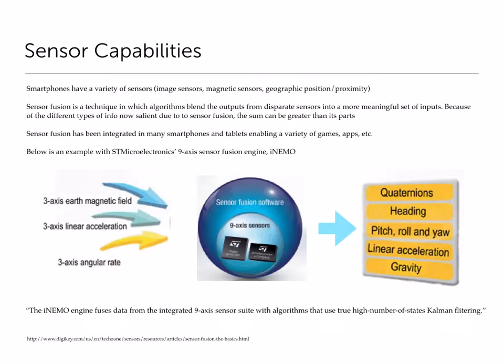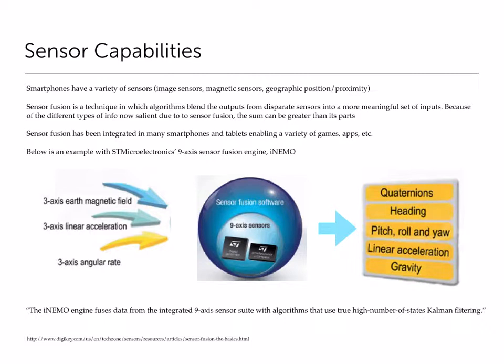Another aspect of the enabling technologies or enabling factors is sensor fusion algorithms. Basically, just to summarize, it allows the sum of the parts to be greater than the parts themselves. So for instance, through algorithms, you can take the outputs from disparate sensors into a more meaningful set of factors that you can send further down the line toward the microprocessor or microcontroller.